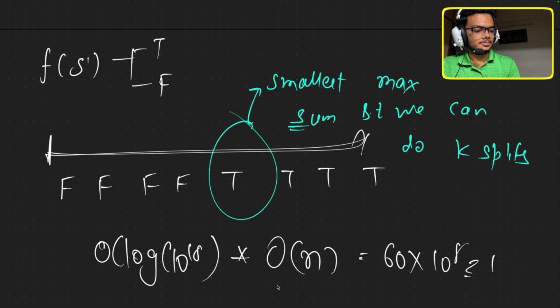This value is less than 10^18, 10^8. So we can definitely do it optimally, and this will not cause TLE, right? So that is the approach. Let me write a pseudocode for this, so then you will understand it a bit better.